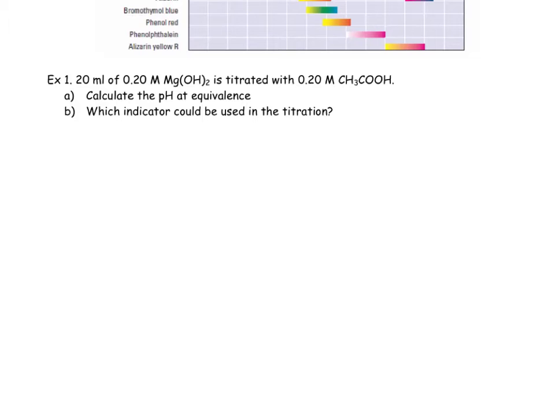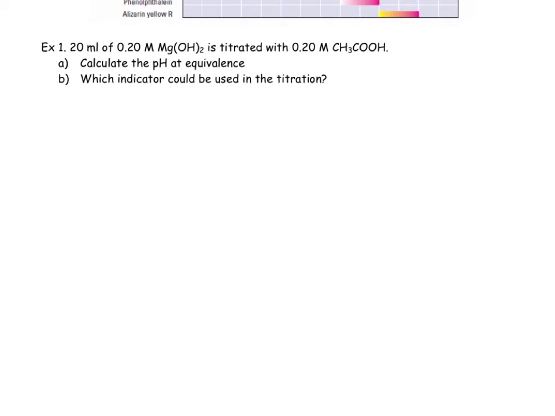Here's an example of how to calculate the pH at equivalence and also to pick an appropriate indicator to use in a titration lab. We're going to react magnesium hydroxide and acetic acid together.